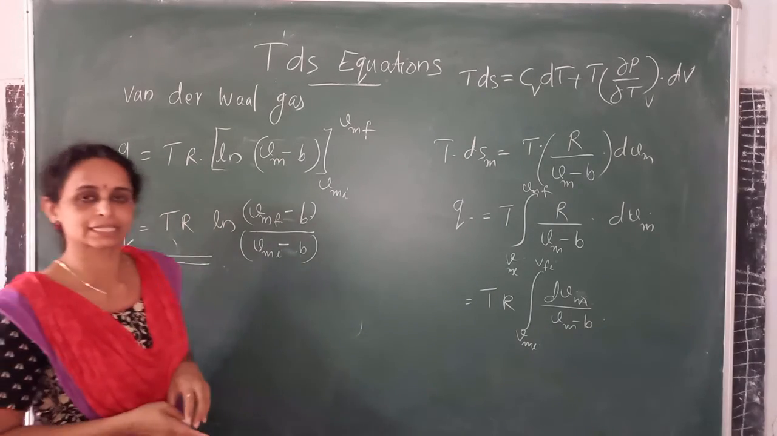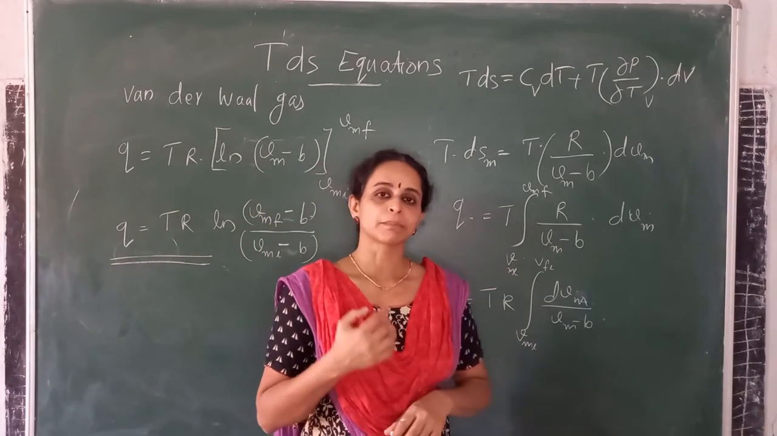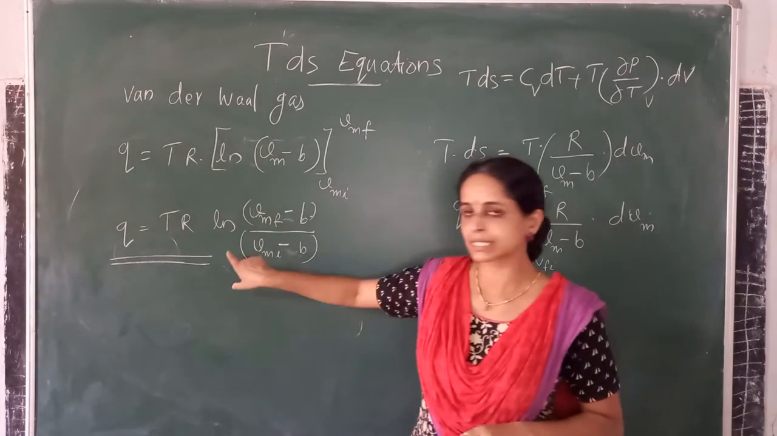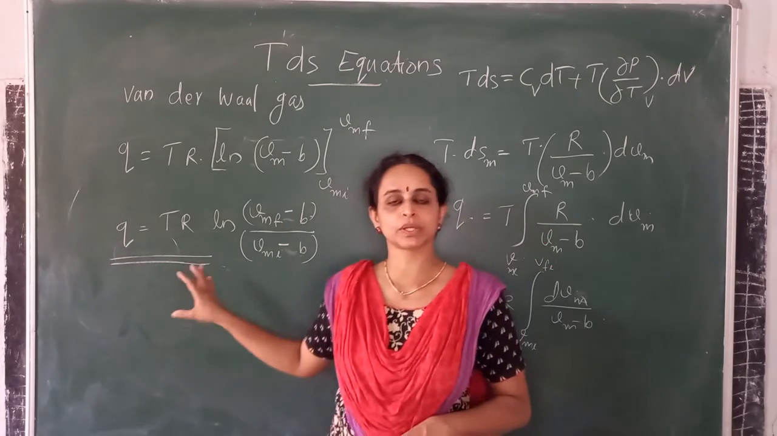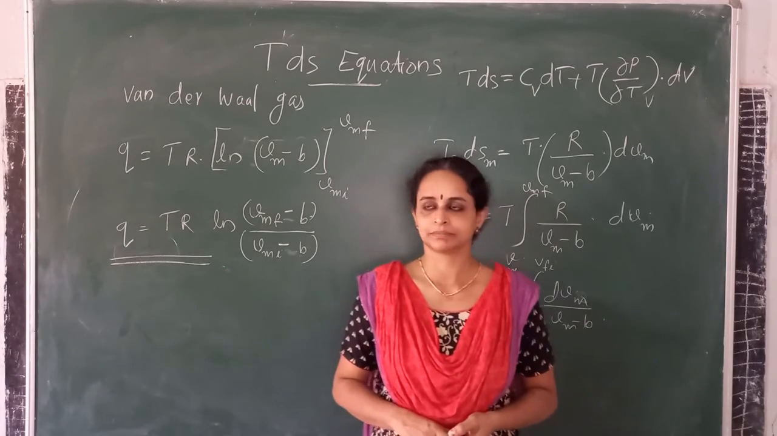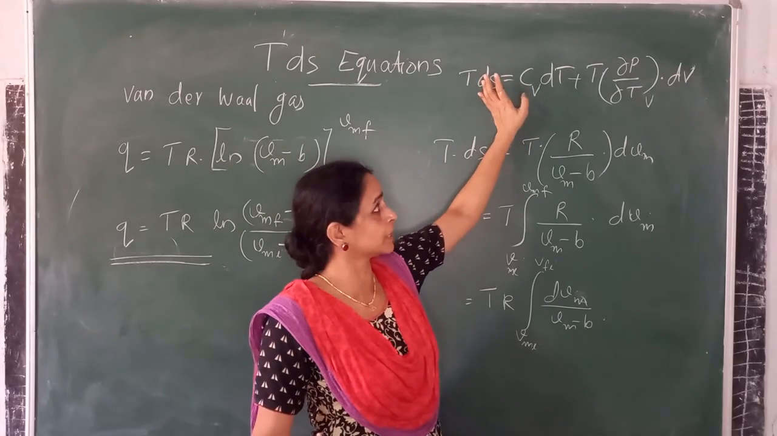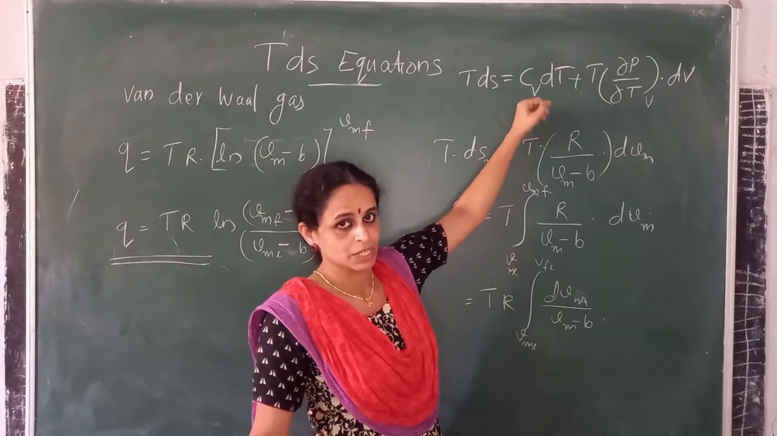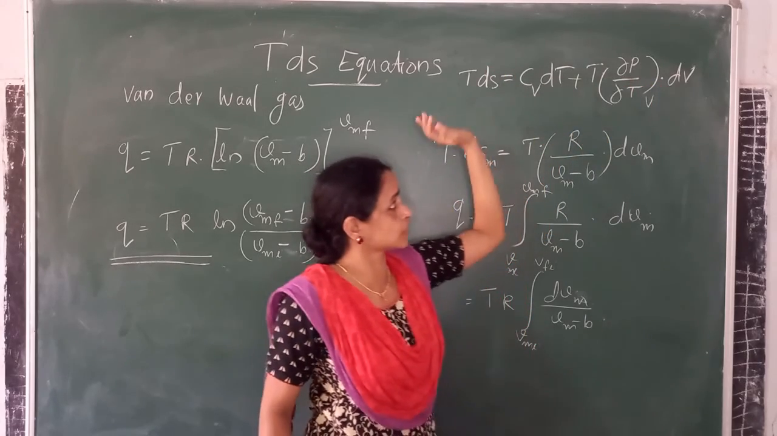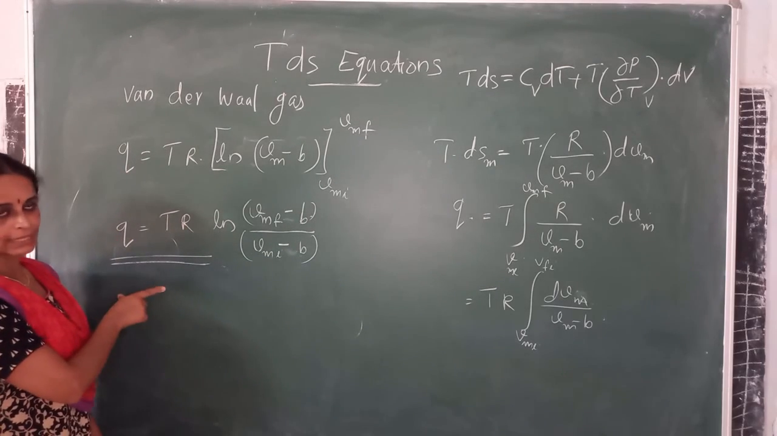The total heat exchanged or transferred during an isothermal expansion of a van der Waals gas is given by this equation. So this is one of the applications of the first T dS equation. The first T dS equation is where S depends upon V and T. From that we have obtained this relation. So this is the application of the first T dS equation.